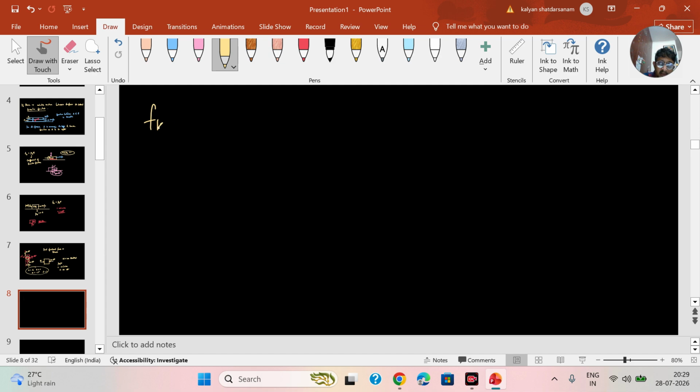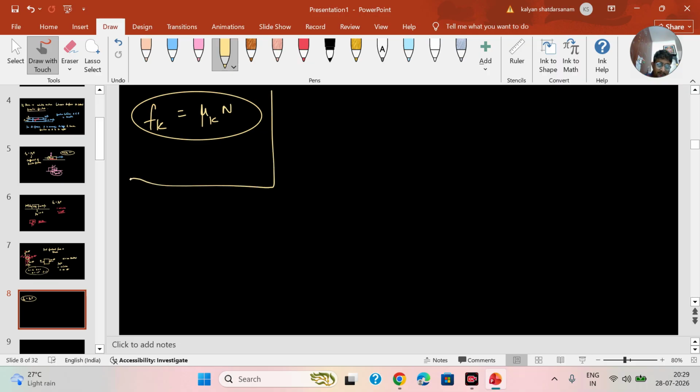So kinetic friction is simple. It's got a simple formula, mu k into N. Mu k will be given to you. It tells you how rough the two surfaces in contact are. If mu k value is high, then both the surfaces which are in contact are extremely rough. If mu k value is low, the surfaces in contact are less rough, there will be lesser friction. And the friction depends on normal contact force compulsorily. So for kinetic friction, I have nothing more to say here.